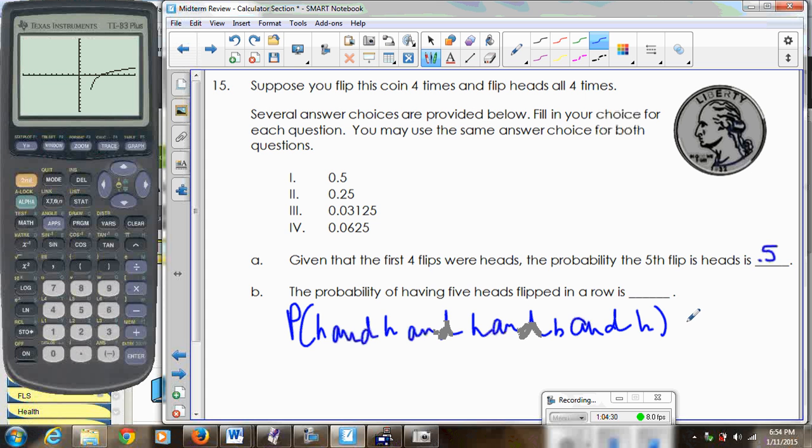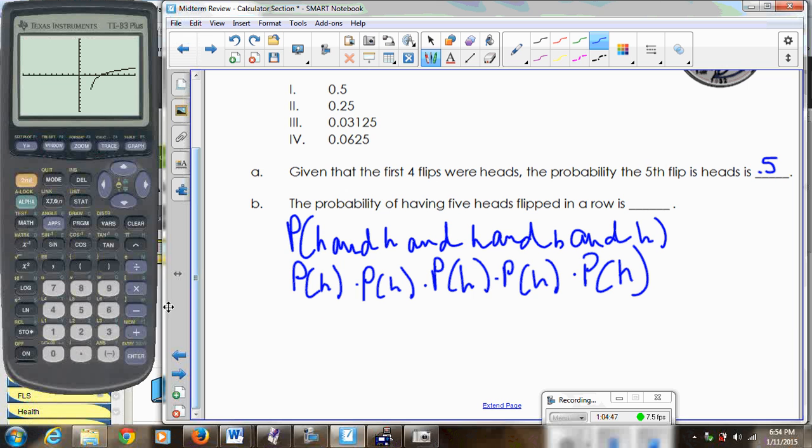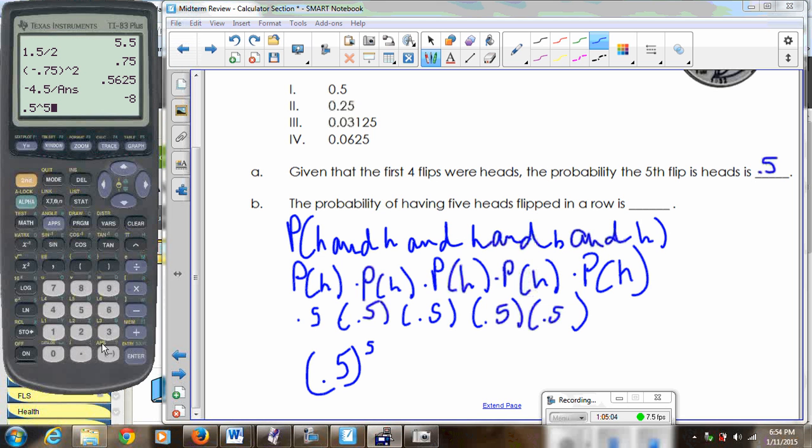and heads. And as long as my outcomes are all independent, meaning that they don't affect one another, then this is going to be the same thing as the probability of heads times the probability of heads times the probability of heads times the probability of heads times the probability of heads. Since the probability of tossing a head is 0.5, that's basically multiplying 0.5 times itself 5 times, or another way of writing that would be 0.5 raised to the 5th power. If I do that on my calculator, 0.5 to the 5th power is simply 0.03125, and that is answer choice 3.